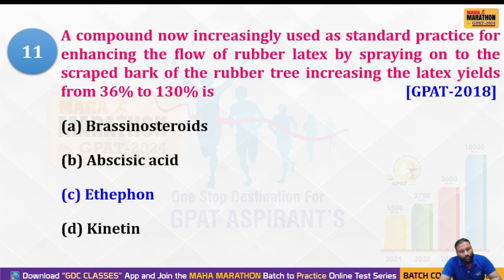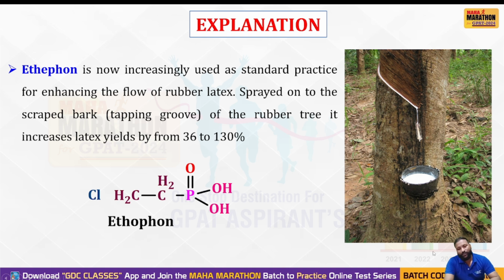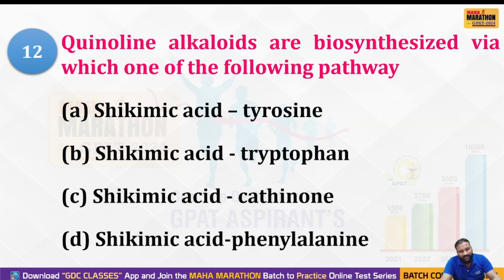We know that ethephon. Yes, ethephon. These are the rubber trees. The milky latex is collected in a bowl. In order to increase this yield, we spray ethephon on the scraped trunk part of the tree, so that it increases the yield by 30, 36 up to 130%. That is ethephon. Clear? Yes. We'll go for the next question in the series.